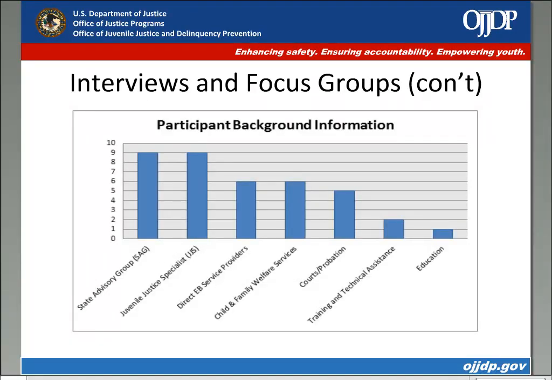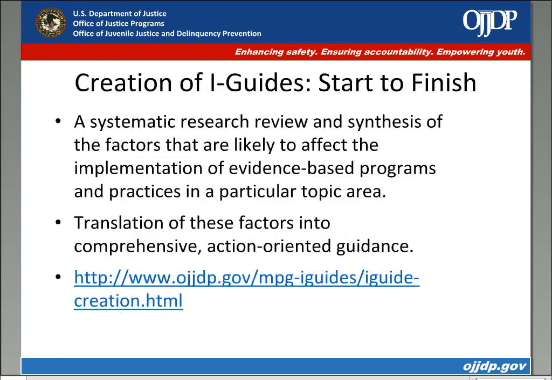And so this is just a brief graph to show you some of the background of who we interviewed. We spoke with a lot of members of state advisory groups and some juvenile justice specialists and courts and probation, but we also talked to people in other fields like child welfare and education, and then we also talked to different types of practitioners such as technical assistance providers and direct service providers.